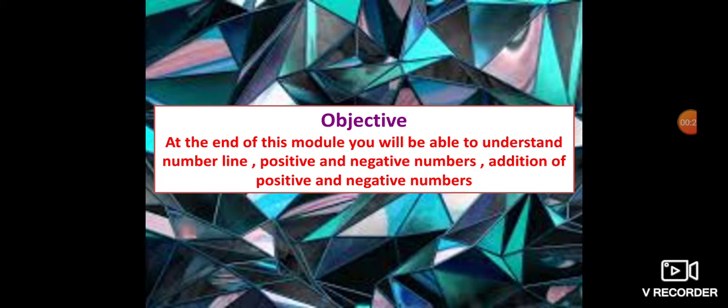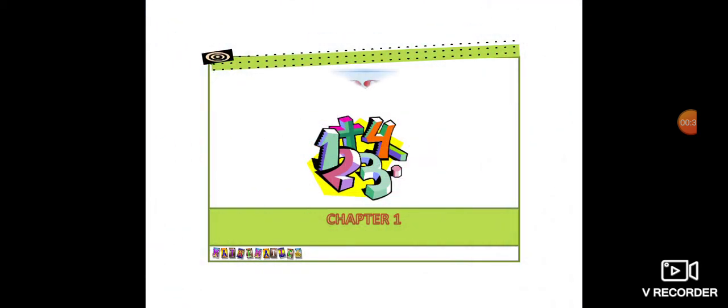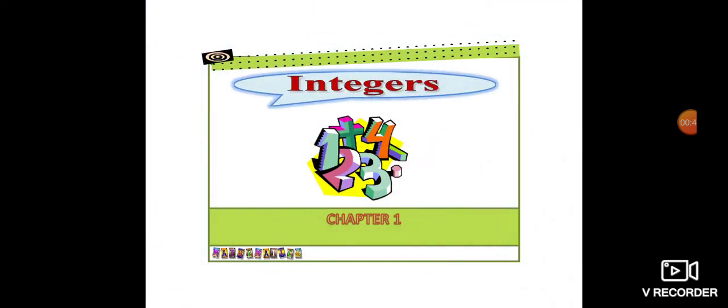At the end of this module, you will be able to understand the number line, positive and negative numbers, and addition of positive and negative numbers. Okay, let's see our first chapter, chapter 1, integers.